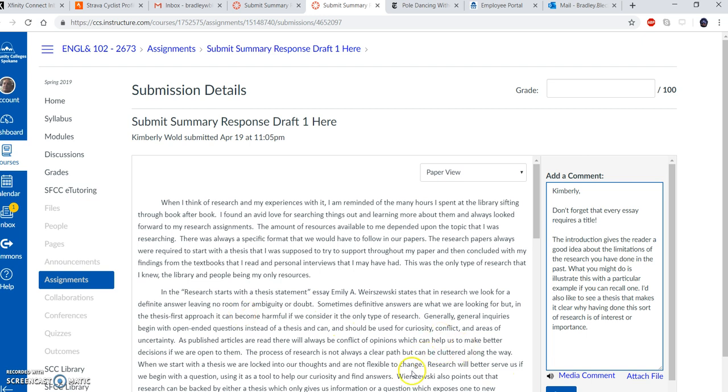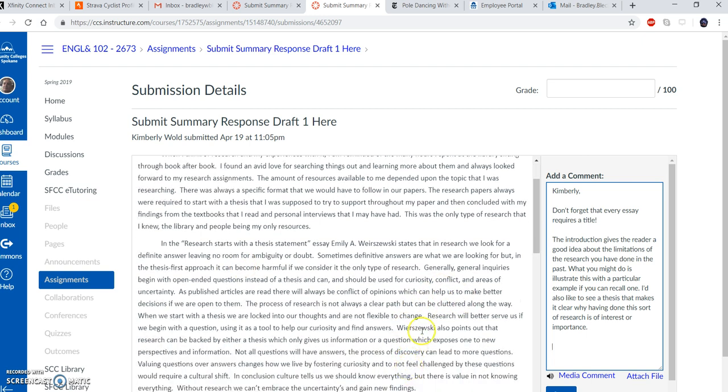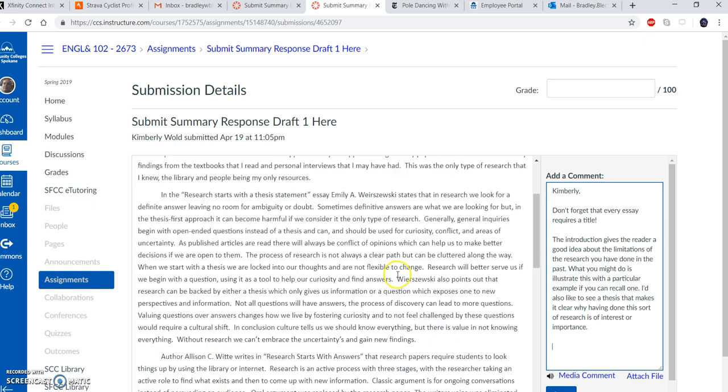So we'll get onto the summary, and I've only got 10 minutes left, so I'm going to have to blitz through this. I'll probably only do one summary point. "In Research Starts with a Thesis Statement." Don't forget, follow MLA title format. That means capitalize first, last, and important words of titles. But in this, "Research Starts with a Thesis Statement."